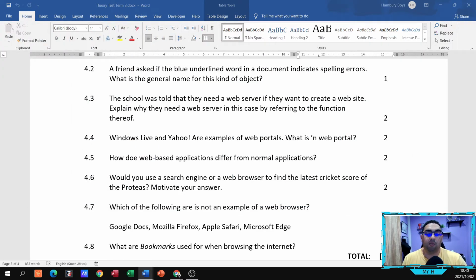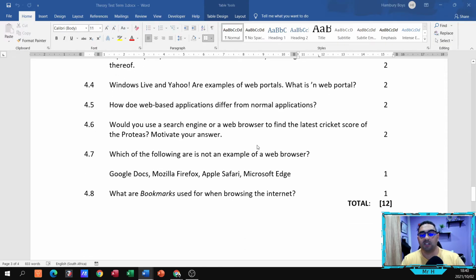Then they ask, how do web-based applications differ from normal applications? Now, a web-based application is a program that sits on the internet. So it doesn't get installed on your hard drive, doesn't take up space on your hard drive, but in order to access it, you need access to the internet. So a major difference is a normal application is installed on your hard drive. A web-based application is one that's based on the internet, and you need internet access to actually open the program and utilize it.